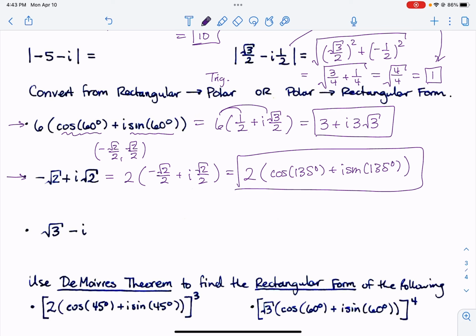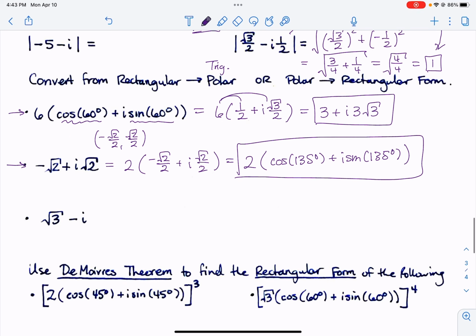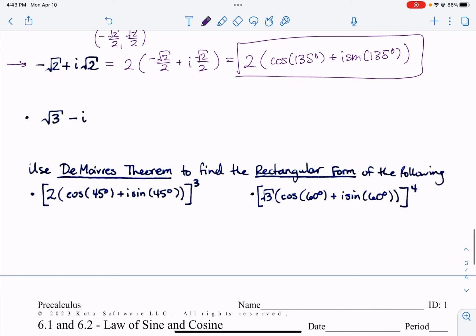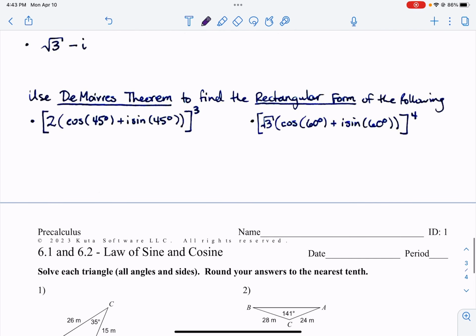So going from rectangular to polar is a little trickier, but it can be done. You just need to manipulate whatever you see there. You have to think a little bit more creatively for that. So maybe try that third one on your own. And then I'll do one of these.